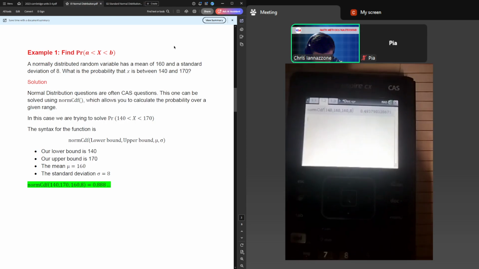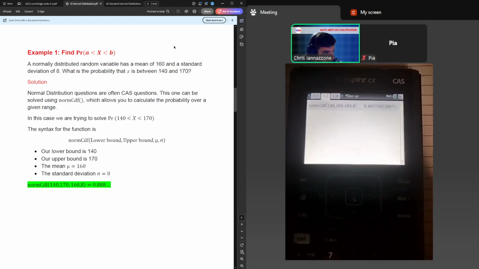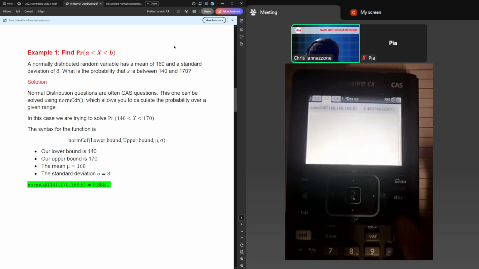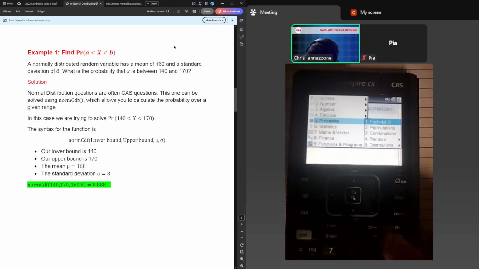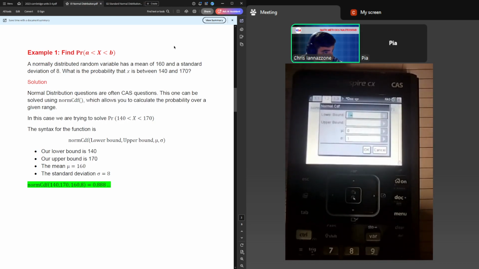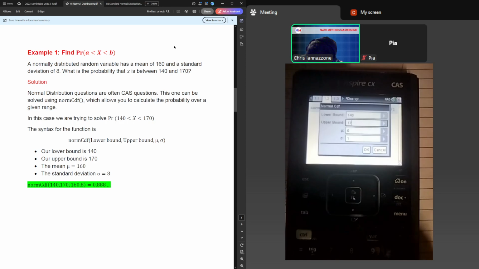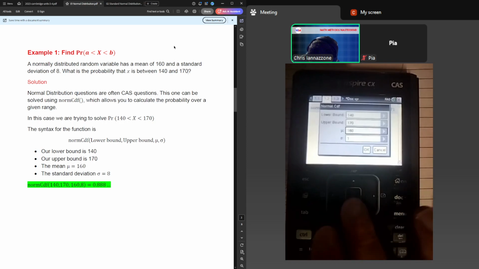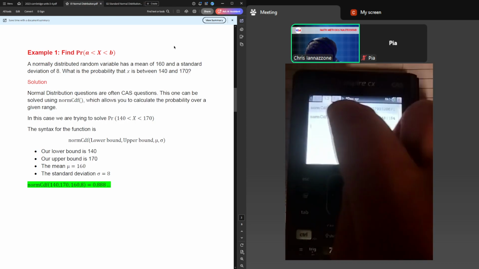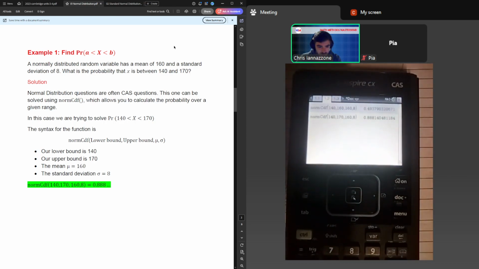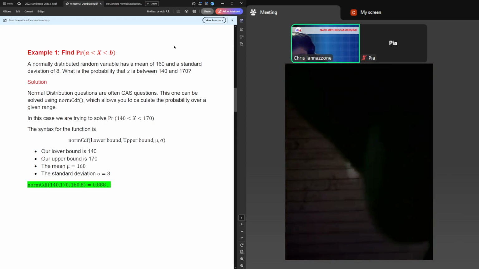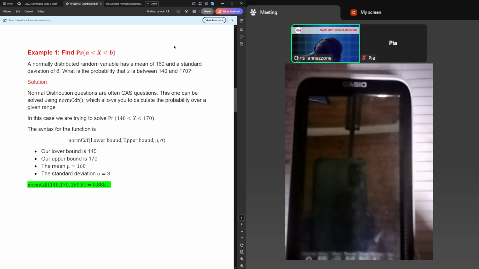What did I do differently here? Okay, mean is 160. Let me just make sure I didn't put things in the wrong spot there. The upper bound was 170. That was the mistake. Okay, thank you. 140, 170, mean 160, deviation 8. Yeah, okay, there we go. Nice, thank you. Yeah, so filling it in properly will get you the right result, sure enough.